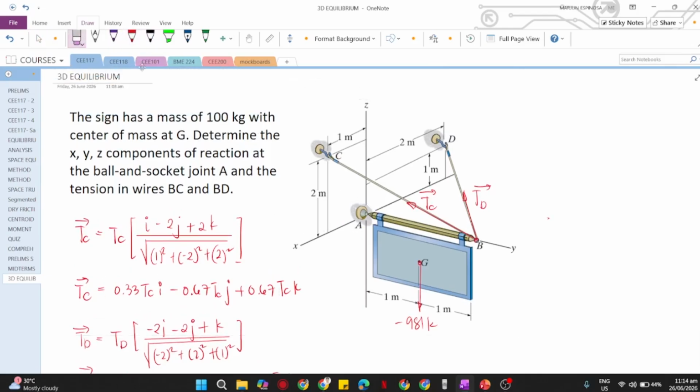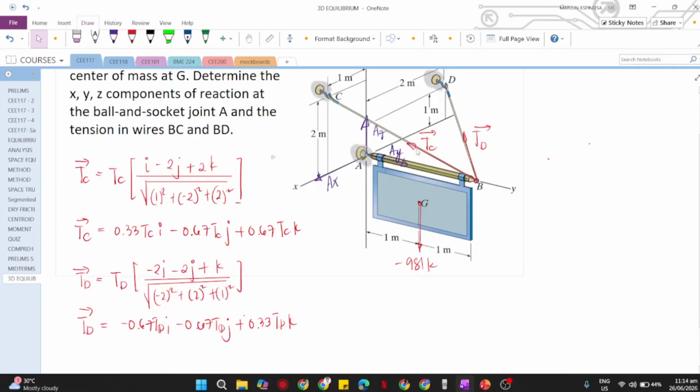And then, to solve for the reactions ito sa ball and socket A, so as I've said, no, we have 3 reactions for here. We have here along X, reaction along X for the ball and socket joint, along Z, sabihin natin AZ, and along Y, so sabihin natin AY. Okay, so first, solve muna natin yung value nitong TC and TD because we will be using these values to solve for the values of AX, AZ, and AY.